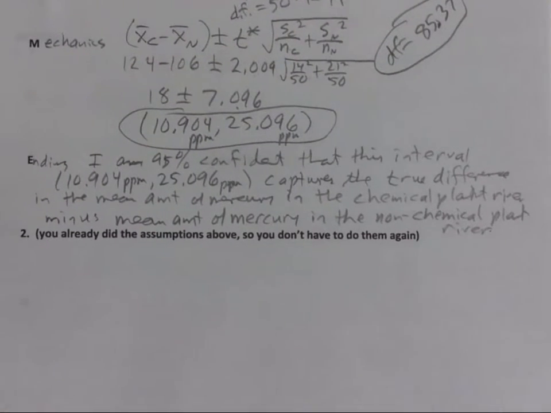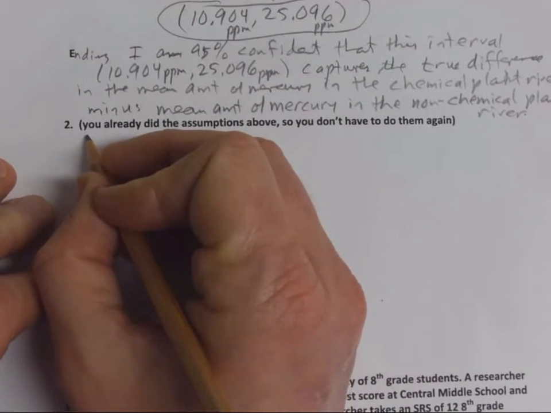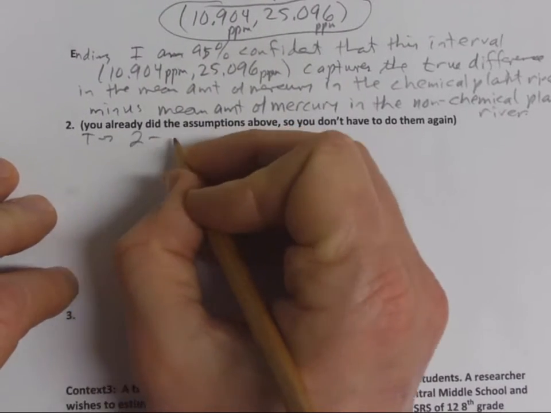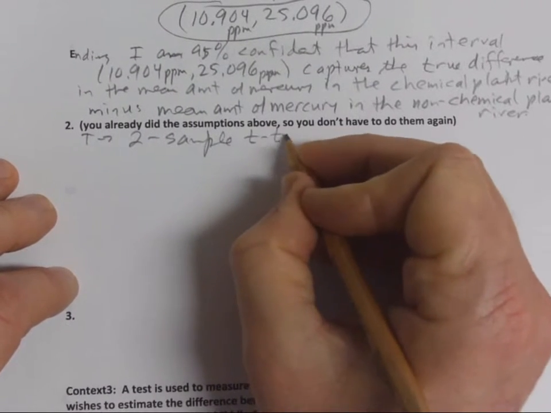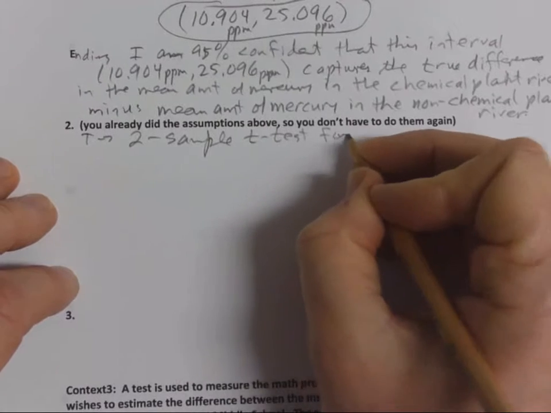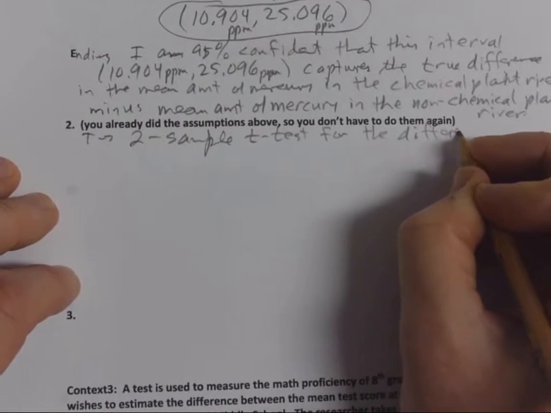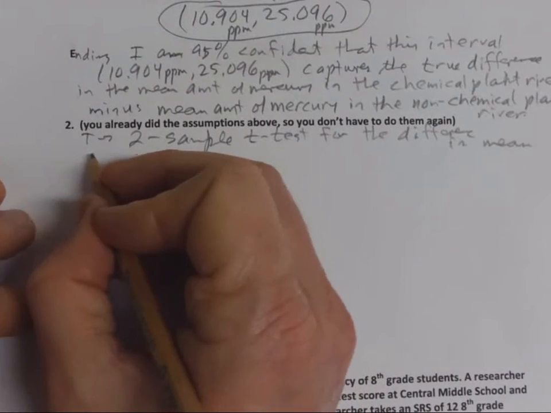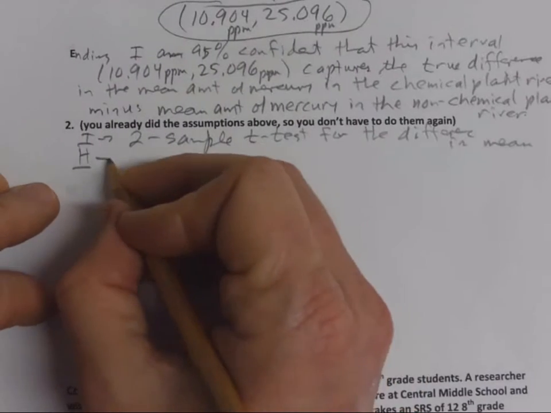Now, we don't have to do the assumptions, so we'll do the rest of this. We have to follow the THAME acronym. So our type of inference is a 2-sample t-test for the difference in means. Now we do the H of our THAME acronym, and that's our hypotheses.